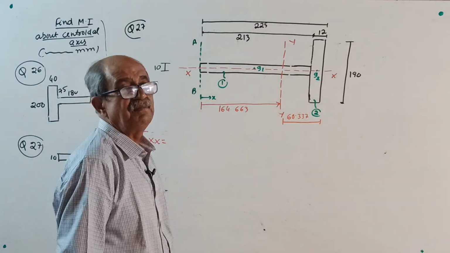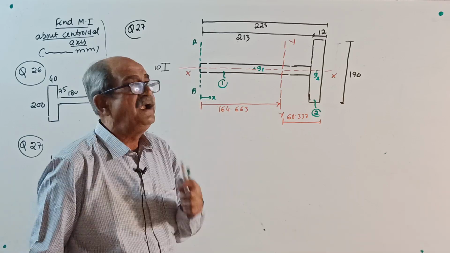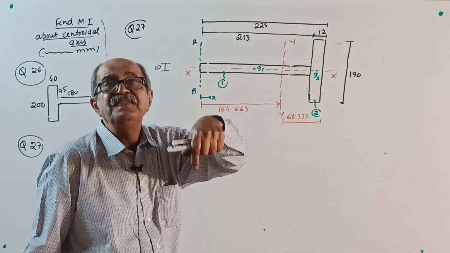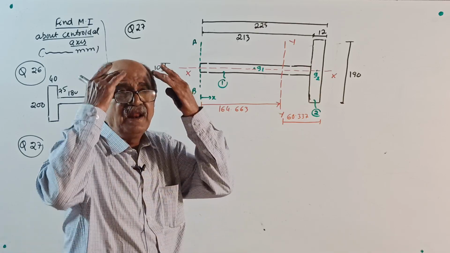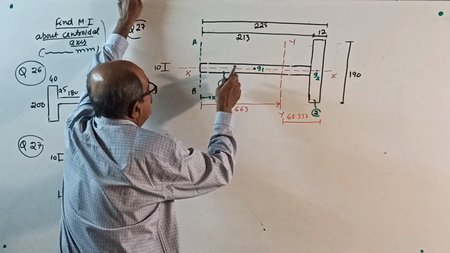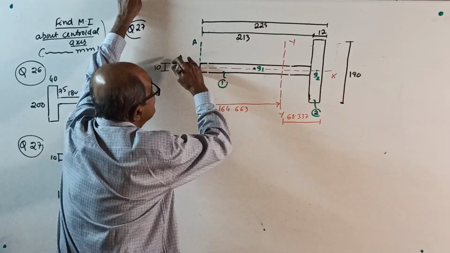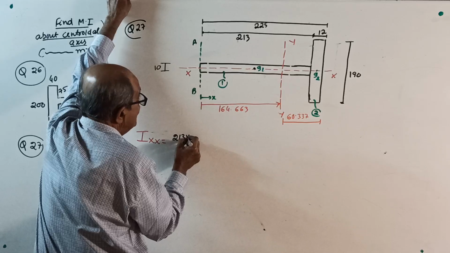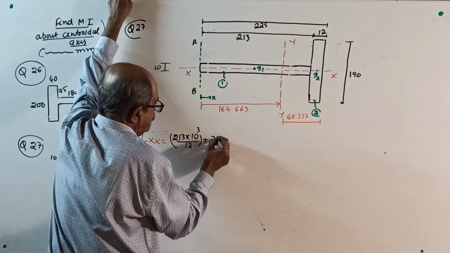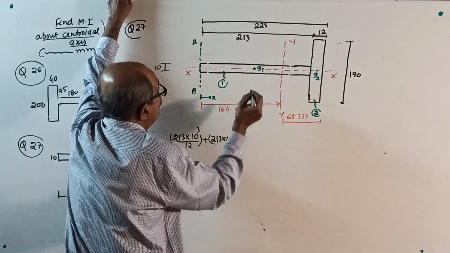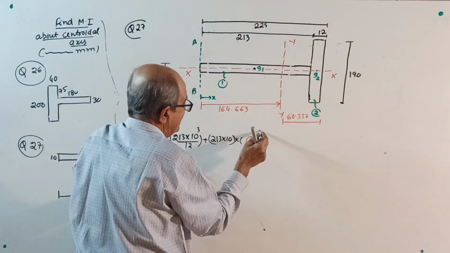One more thing, remember. I told you, when you find moment of inertia about any axis, when you consider a component, if the centroid of the component lies on the axis, when you put Ig plus A h square, h becomes 0, so only Ig. Already told 100 times. So, start. First I about its own axis. See, its own axis is parallel to the x-axis. You can see it is coinciding with the x-axis. How much? 213 into 10 cube divided by 12 plus 213 into 10, which is the area, into the perpendicular distance from centroid to x-axis squared. Where is the perpendicular? 0 square. Over.